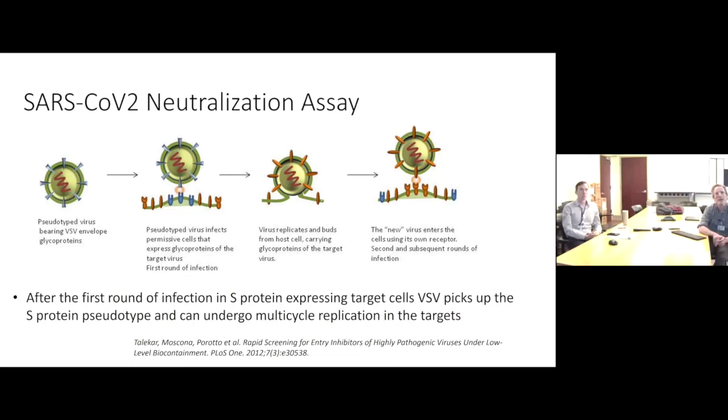And the way the assay works is that after the first round of infection, you infect S protein expressing target cells with a very simple VSV pseudovirus, and the VSV basically picks up the S protein pseudotype from the cell monolayer, and in the monolayer expressing S protein will undergo multi-cycle replication in the targets, and that is tracked using fluorescent signal and is read out on a 96 well plate fluorescent reader.